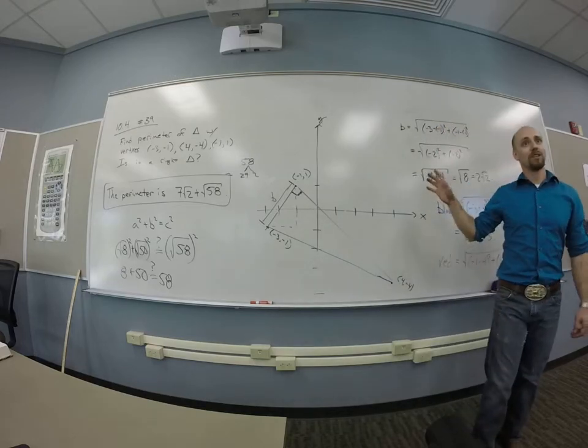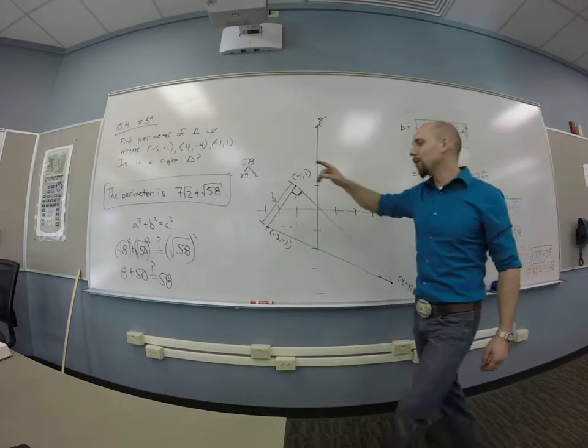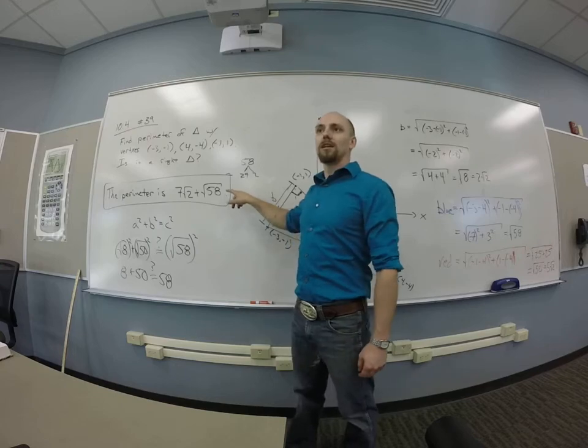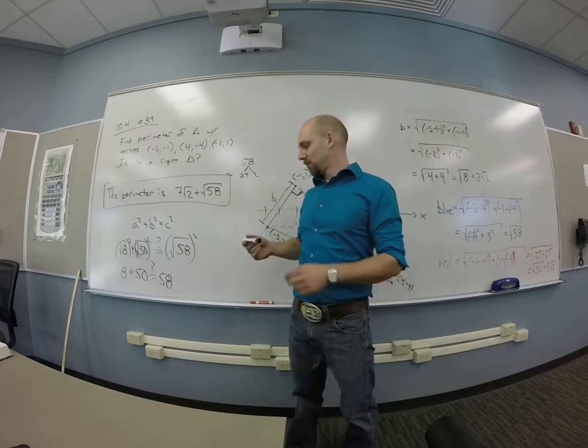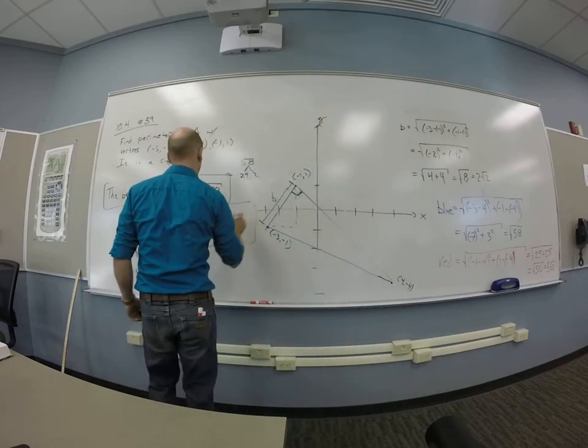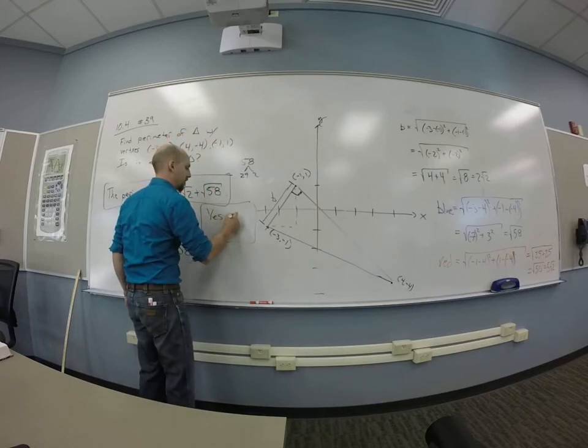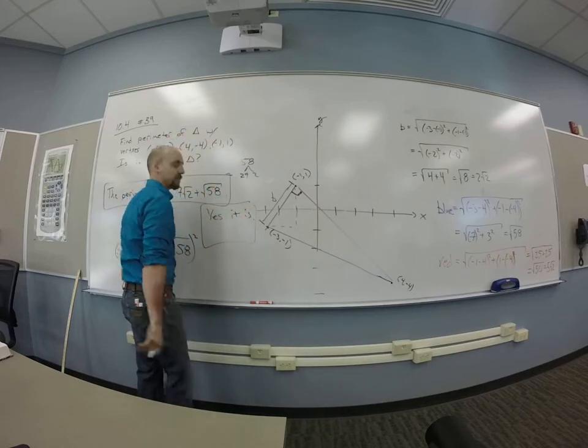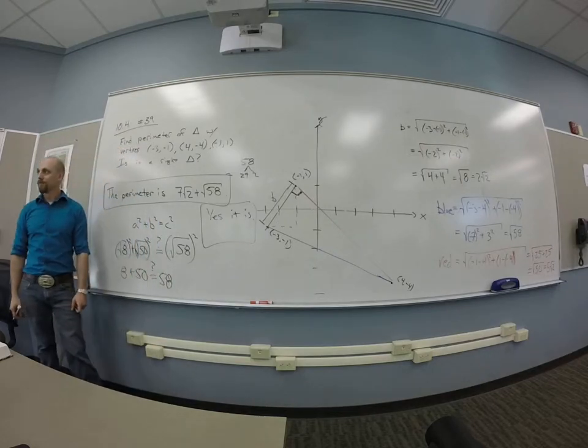You guys cool with this? So the answer is, the perimeter is this, and what else? Yes, there's a right triangle. Because science. Cool? Yes, it is. All right.